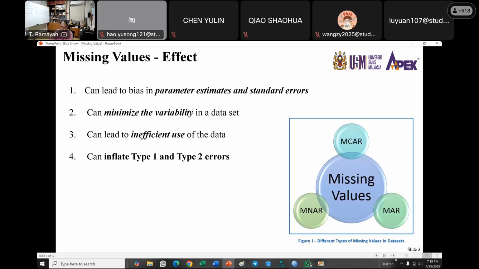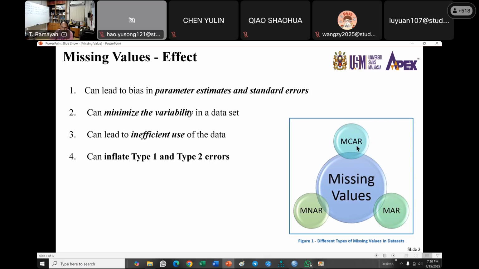For missing value, we have three types, which are called missing completely at random, missing at random, and missing not at random. With missing not at random, you cannot do any kind of missing value replacement. What is meant by missing not at random is, let's say you have a long questionnaire, and all the respondents do not answer the last part of your questionnaire. That is a pattern.